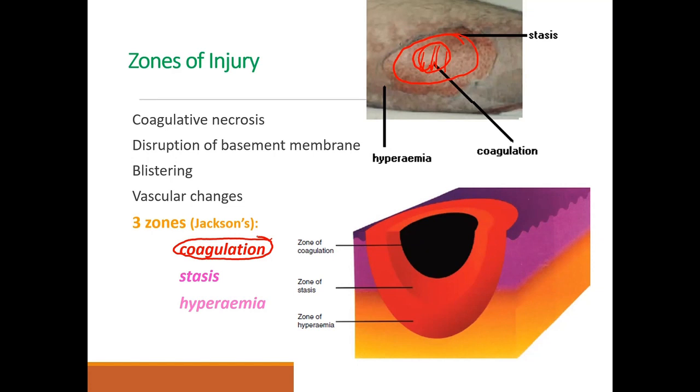While in the zone of stasis, with adequate perfusion, with adequate resuscitation of the patient, the microthrombi that have clogged the microcirculation can be dislodged and there will be adequate microcirculation. Then the zone of hyperemia, okay, will heal, okay? Now, the aim of your adequate resuscitation is to convert the zone of stasis to the zone of hyperemia. If there is no adequate resuscitation, the zone of stasis will worsen to the zone of coagulation.